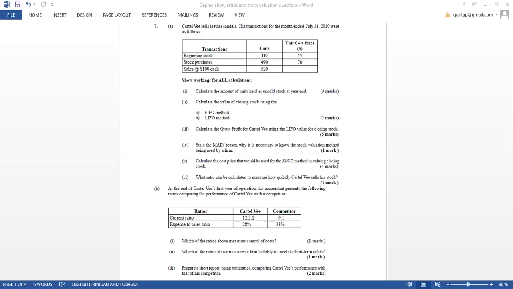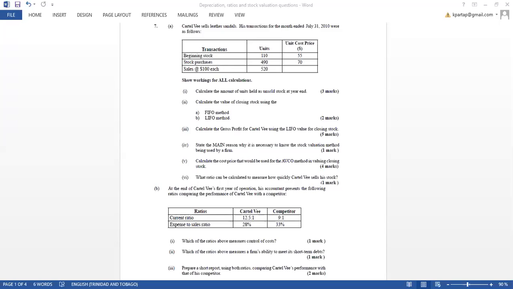When we deal with the LIFO method now, we would take the 520, we will take the goods from the 490 first, and whatever is remaining that we need, then we will go to the 110. So only 30 will come out of the 110. That means we remain with the same 80. But the difference is with the LIFO method, the 80 units are now calculated at a cost of $55. So 80 by $55 will give you a closing stock of $4,400.